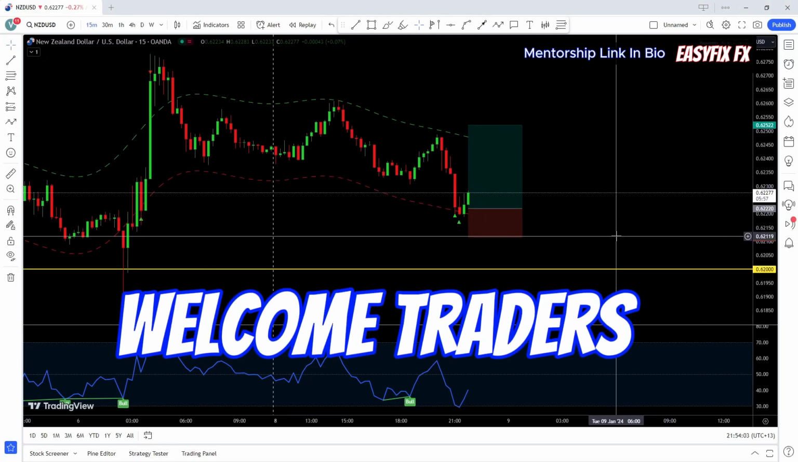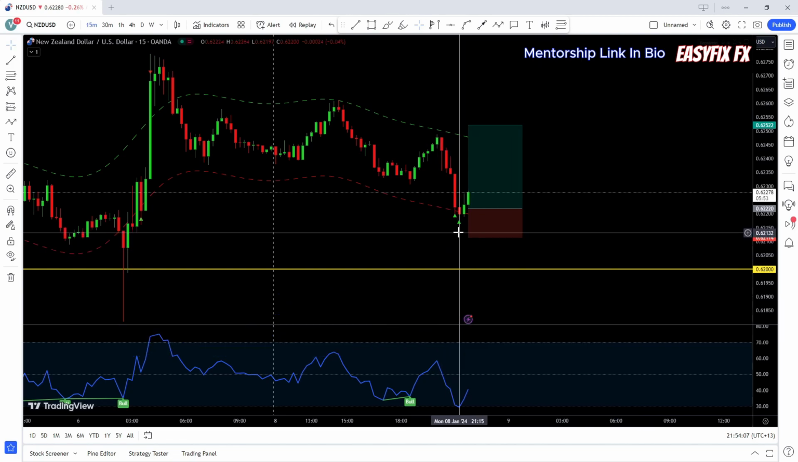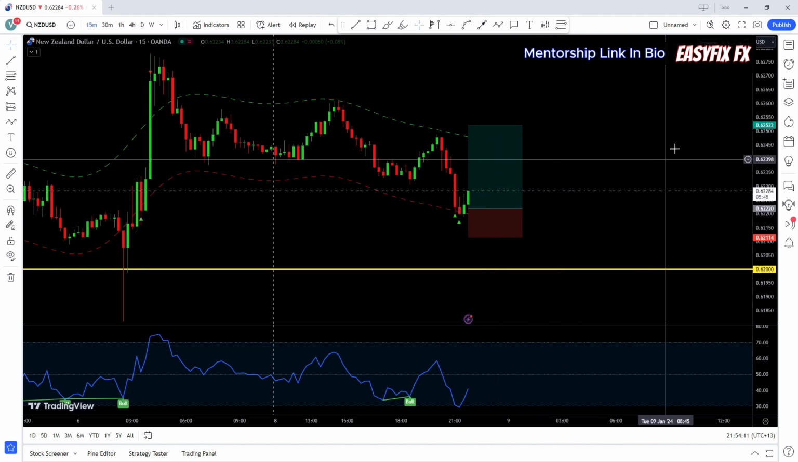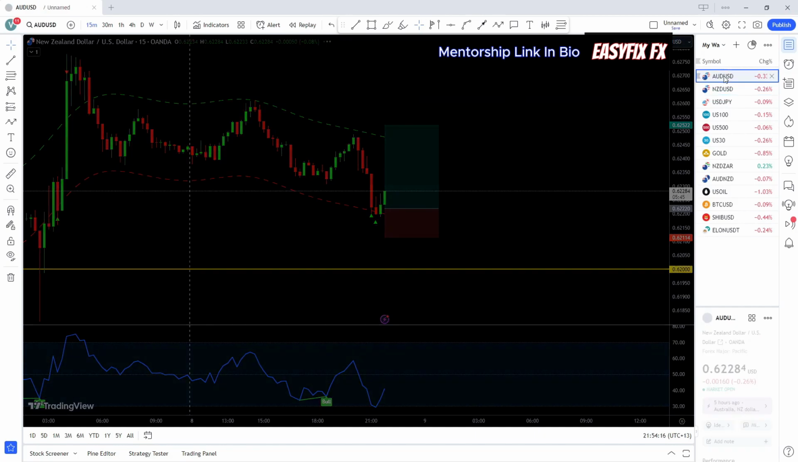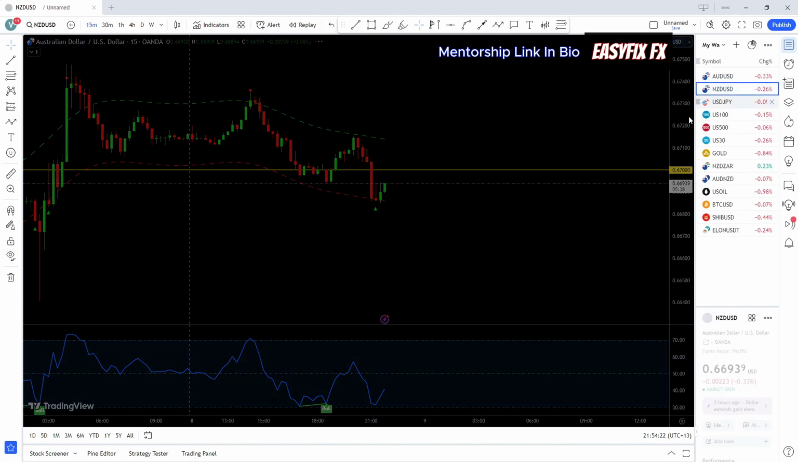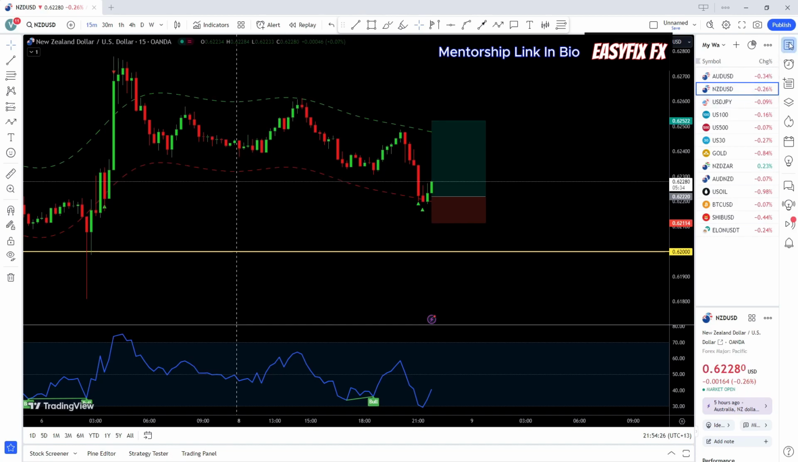Alright guys, so I just want to quickly show you how the system works. As you can see over here on NZD USD, we've got a nice signal. So I'm waiting for a pullback to enter around here. We can also see on AUD USD there's a signal as well. There was a beautiful signal earlier on NZD USD. I prefer to trade NZD USD because it moves a bit quicker.